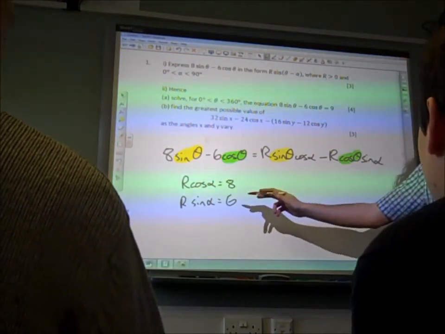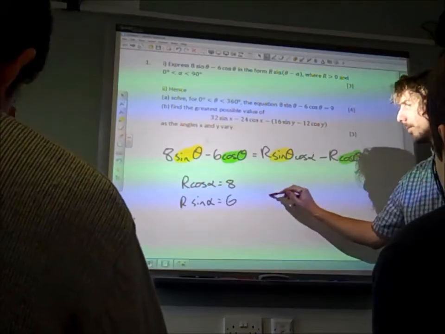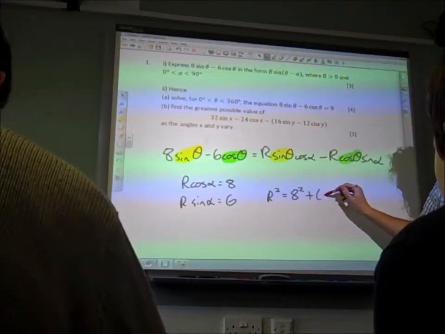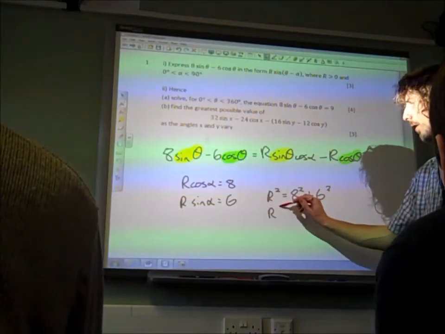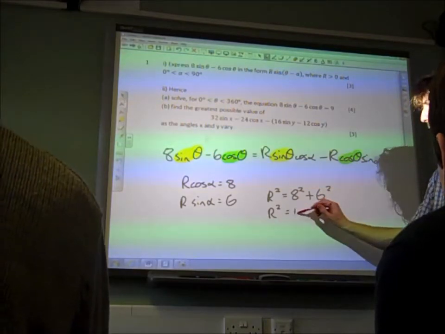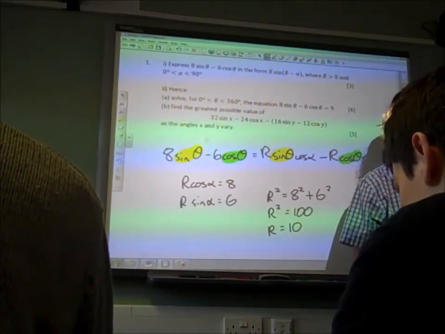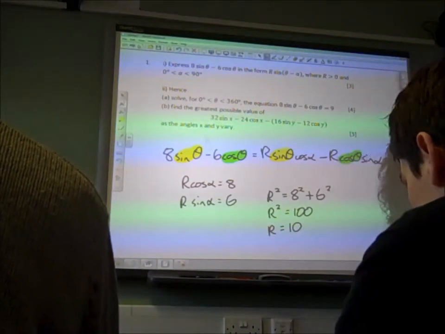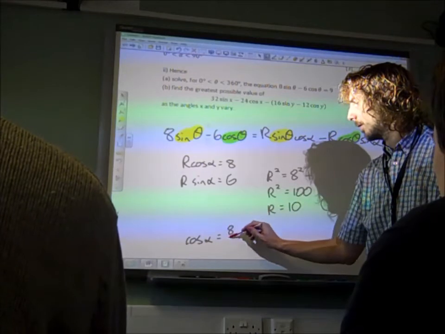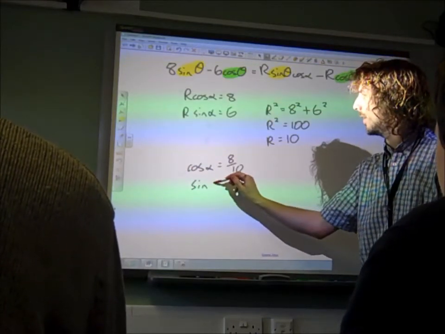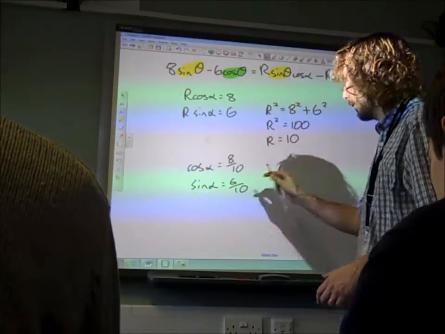If we now square these and add them together, we get r squared equals 8 squared plus 6 squared. That's 64 plus 36, which is 100, so r is 10. Remember, we take the positive one because r is greater than 0. Sub that back into our two equations, and cos alpha is 8 over 10 and sine alpha is 6 over 10. We're making sure that the two give us the same angle.